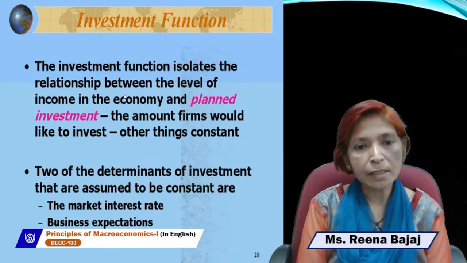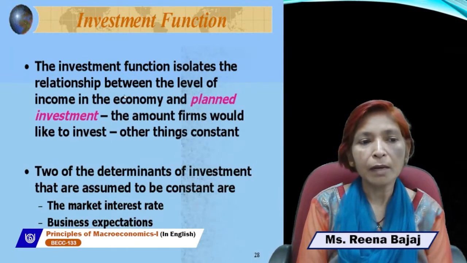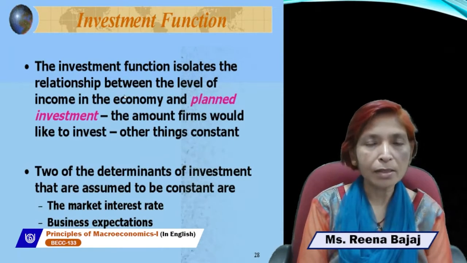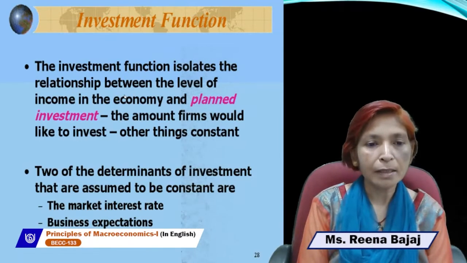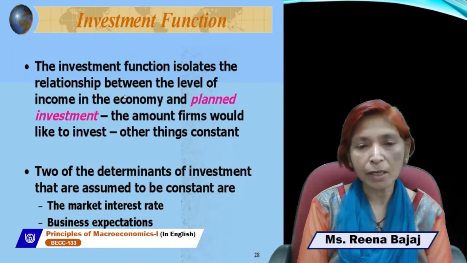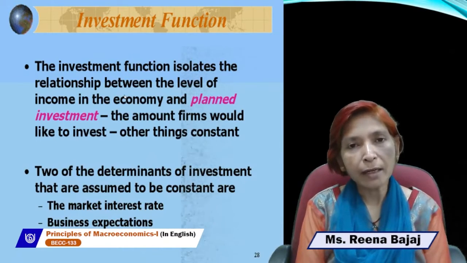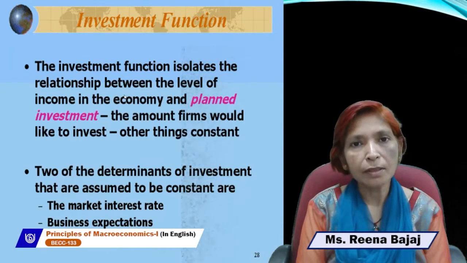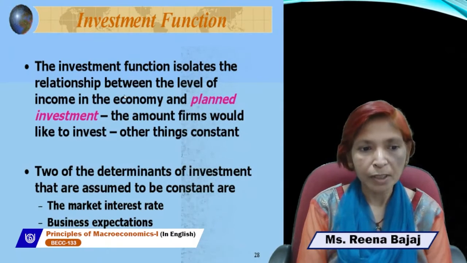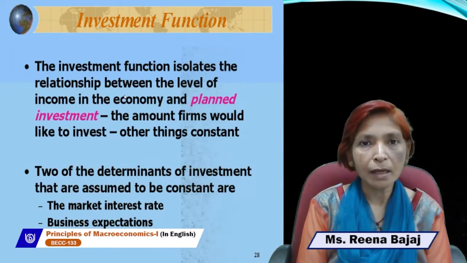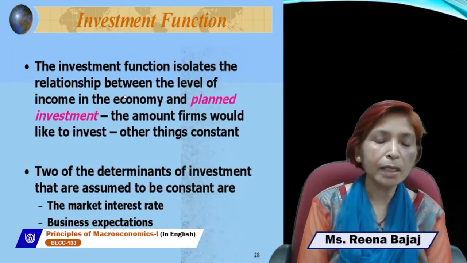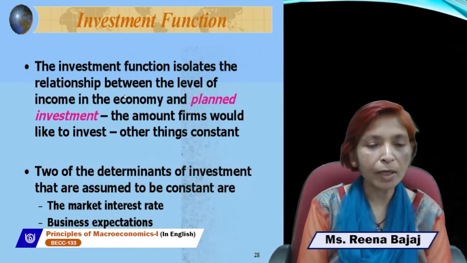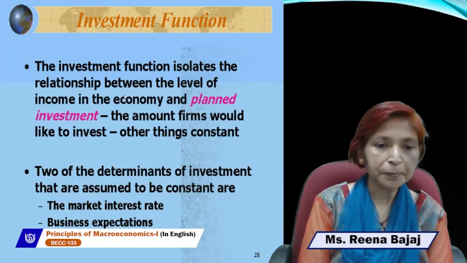Or in other words, we can say that the amount which a firm would like to invest is called planned investment. And it remains constant, other things remaining constant. Then planned investment will depend upon the level of income. As income rises, our saving will increase. And due to the increase in savings, investment will also increase.